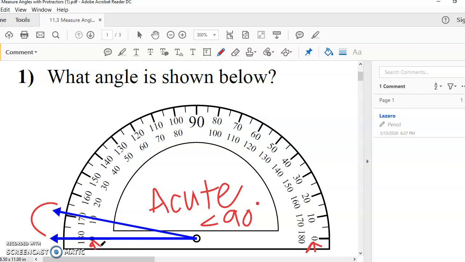What I like to tell my students is to start at that 0 on the left and start counting up. So I notice this is going from 0 to 10 and it stops. But if I'm really careful, I can see right here, it's not exactly on this line for 10, it's slightly above. So really my answer is going to be 11 degrees. And that makes sense, because 11 degrees is the measure for an acute angle.